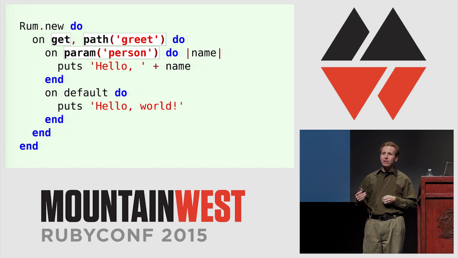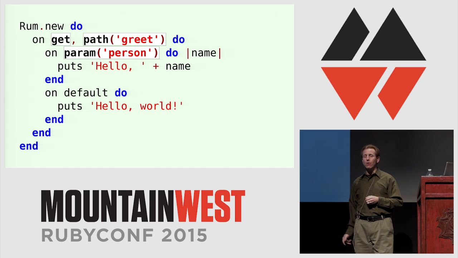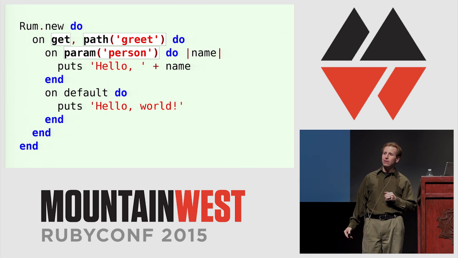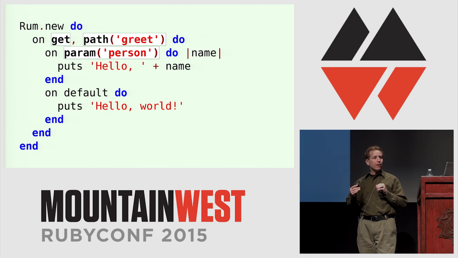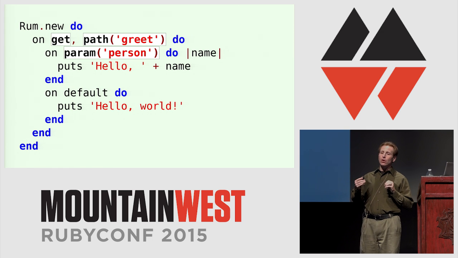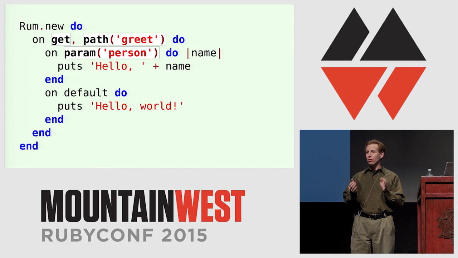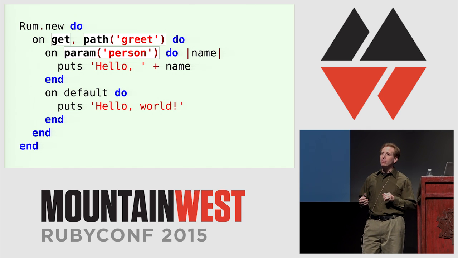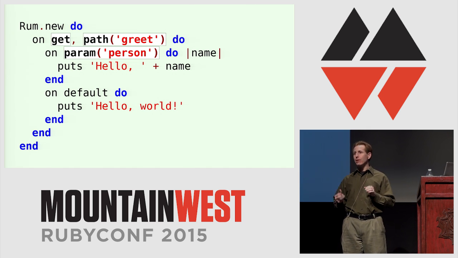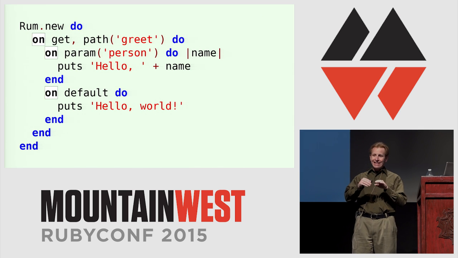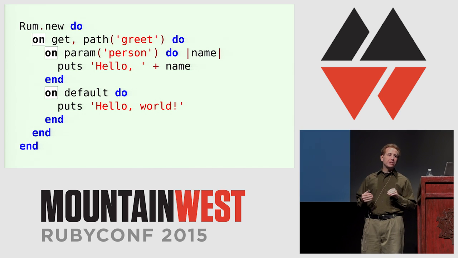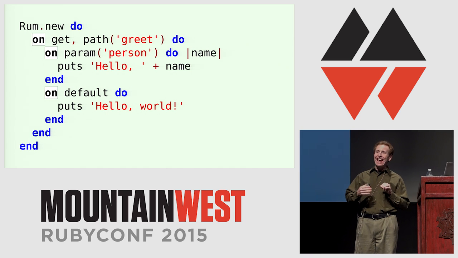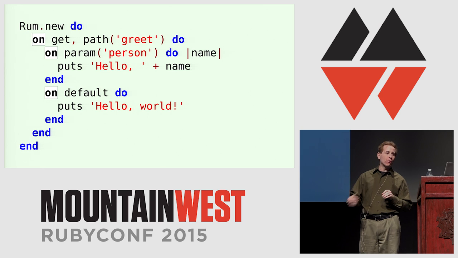So the get, path, and param methods here are predicates that check against the current request. The get method returns true if the current request uses the GET request method. The path method with the greet argument returns true if the first segment in the request path is greet. And the param method with the person argument returns true if the request has a parameter named person. So by nesting these calls to on, you build what is basically a tree using Rum's DSL. And at any point in any of these blocks, you can handle the current request.